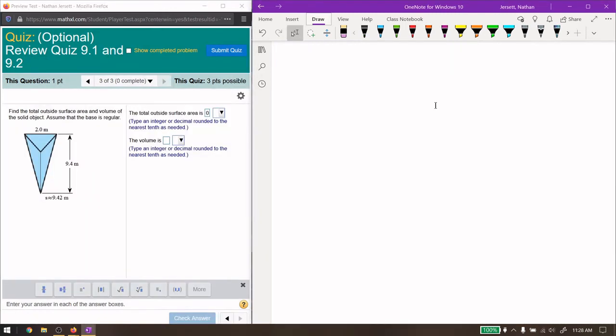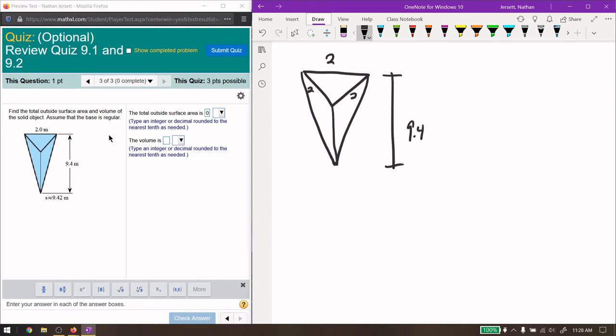Okay, for this third one, we have an upside down triangular pyramid. What we see here is a base of a triangle, and it says assume the base is regular. All that means is that all of the sides of that base triangle are the same length. They're all 2. Of course, they come down and meet at the point there, the apex as it's called. And the altitude is written as 9.4 meters, and the slant height is given to be approximately 9.42. So this total surface area is what we're trying to find, and the volume as well.